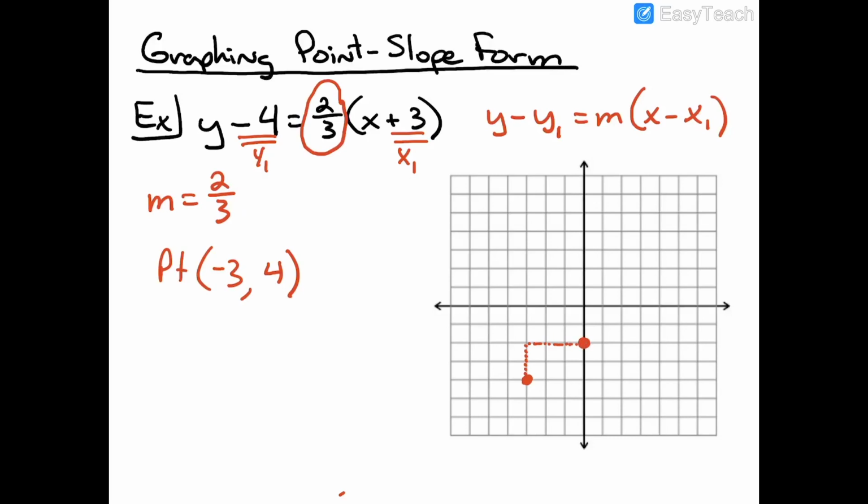If I'm doing this by hand, I can do this multiple times. I can go up 2 and to the right 3 and put another point, and again up 2 and to the right 3 and put another point. This is going to ensure that I have a straight line. Then I'm going to add a line. And then there I have my line graphed in point-slope form.